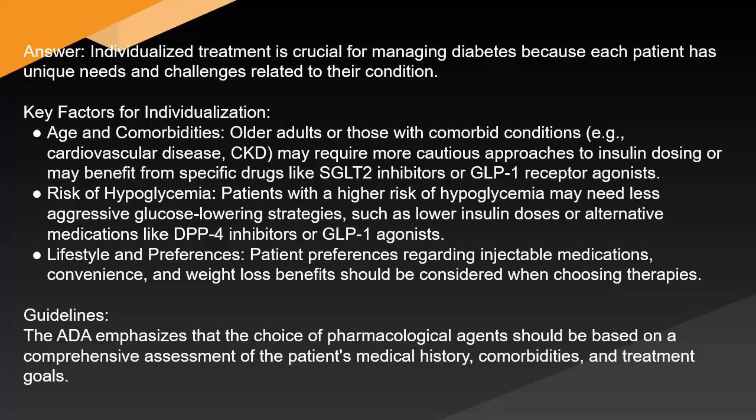Patients with a higher risk of hypoglycemia may need less aggressive glucose-lowering strategies, such as lower insulin doses or alternative medications like DPP-4 inhibitors or GLP-1 agonists. Lifestyle and preferences. Patient preferences regarding injectable medications, convenience, and weight loss benefits should be considered when choosing therapies. Guidelines. The ADA emphasizes that the choice of pharmacological agents should be based on a comprehensive assessment of the patient's medical history, comorbidities, and treatment goals.